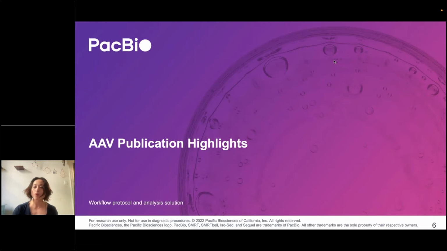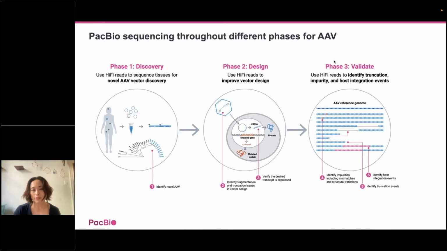So now I would like to walk you through some of the AAV publication highlights. PacBio sequencing can be used throughout different phases for AAV. I will walk you through publications that cover discovery, such as using PacBio sequencing to discover novel AAV species. I'll cover some of the applications that cover vector sequencing and the validation once it's being produced, but Dawn and Terrence's talk will also cover more portions of these.